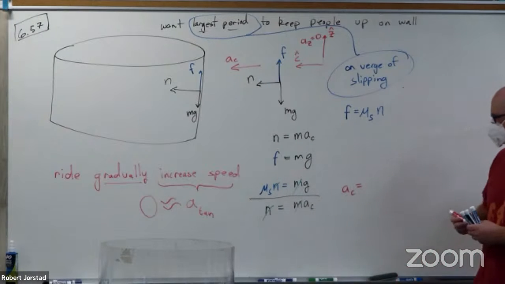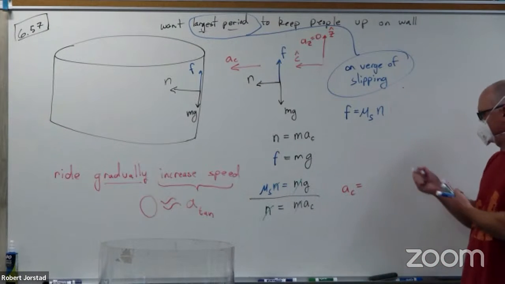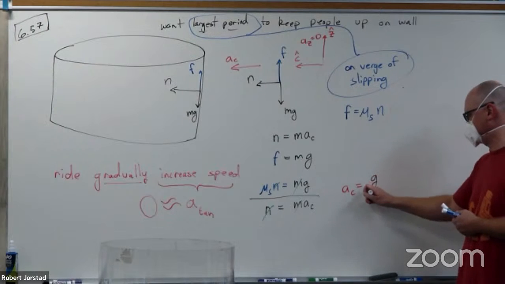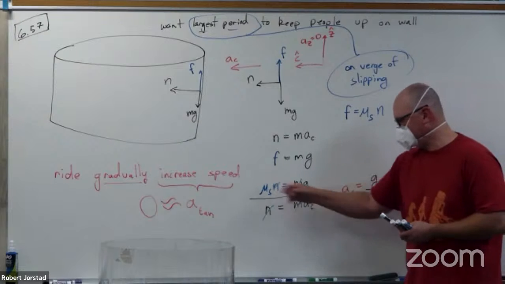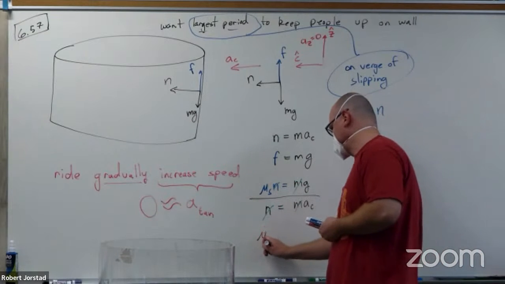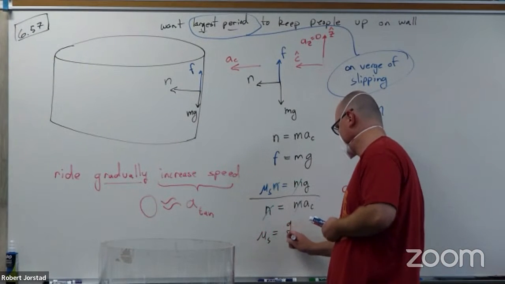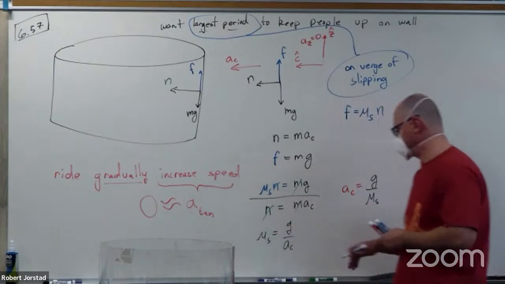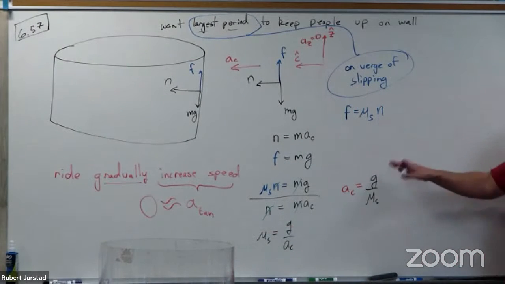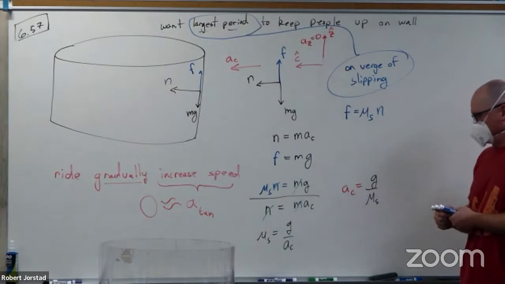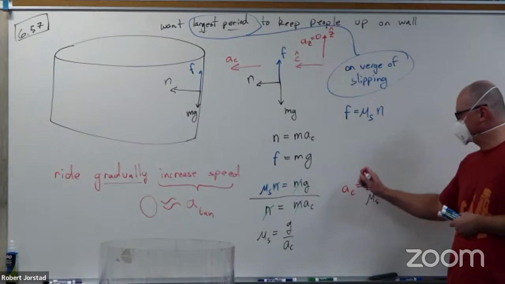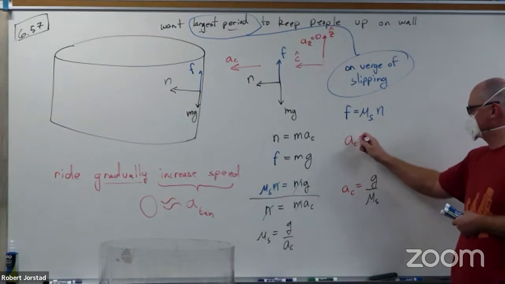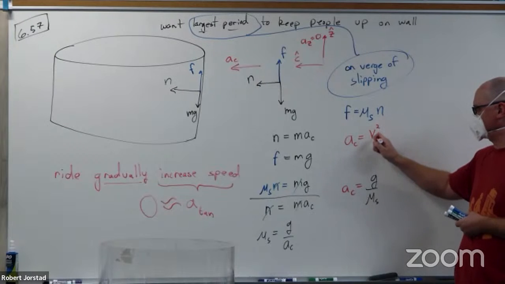AC is equal to G over mu S, is that right? Make sure I don't screw this line up. I cross multiply, well, let me just make sure. Let me rewrite this so it's clear. Yes, okay, so I think that's right. AC is equal to G over mu S. So now, what's AC equal to? In general, it's V squared over R, right?